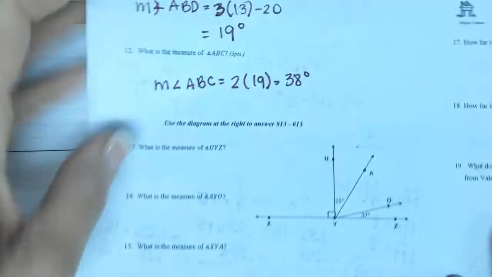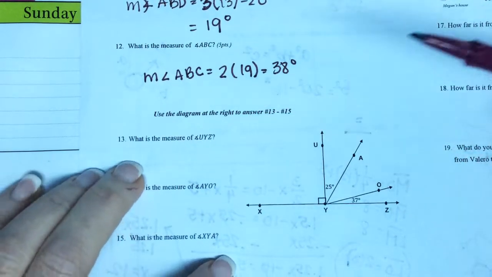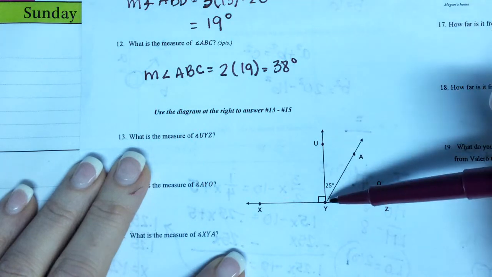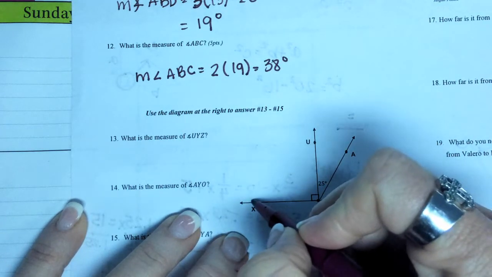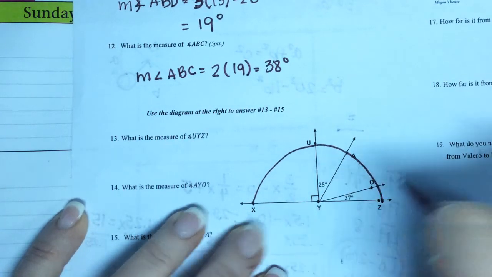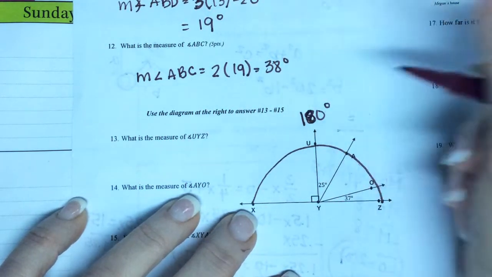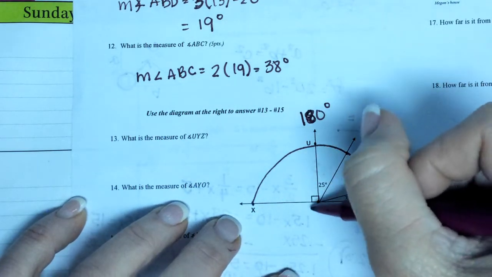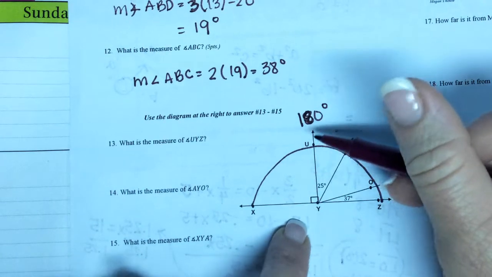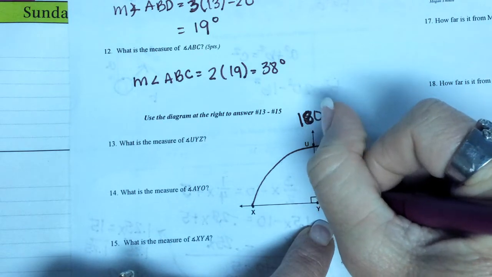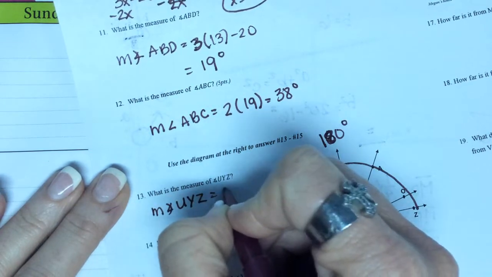Okay, for 13 through 15, we're supposed to use this diagram here. So 13 is asking, what is the measure of UYZ? So if you'll notice, first of all, we have this straight line. So that means this whole entire thing has to be 180 degrees. So then it's telling me that UYX is 90 degrees. So your UYZ has to be half of that 180 degrees, just like UYX is. So that makes it a 90-degree angle as well. So the measure of angle UYZ equals 90 degrees.